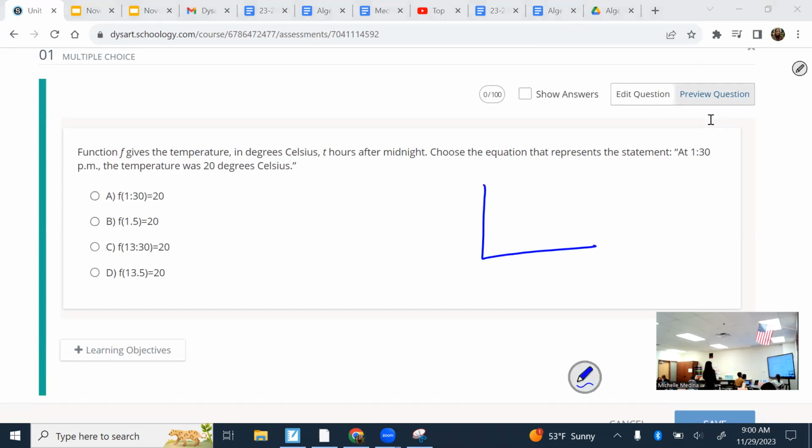So the two things being compared are temperature and hours. What should go on the x-axis? Okay, good. Which means that goes on the x-axis. That should be in the parentheses, the hours. And notice they're defining it as T hours after midnight. So if we want to know for the time frame of 1:30 p.m., how many hours after midnight is that?